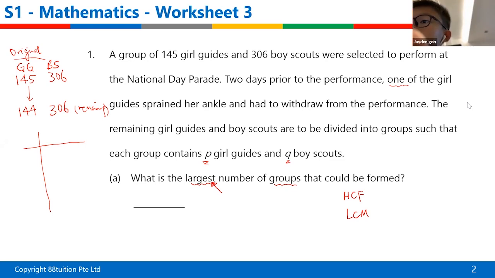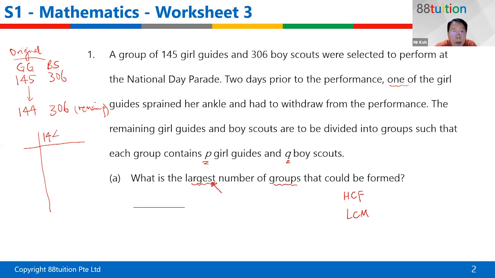Okay, so I repeat again. Originally you have Girl Guides, which is 145, and Boy Scouts, 306. Now after one of the Girl Guides sprained her ankle, the numbers become 144 and 306. Now the question is, what is the largest number of groups? The word largest is related to which one that you have learned, highest common factor or lowest common multiple? Just now Rishan said it is highest common factor. So let's do highest common factor using the ladder method.